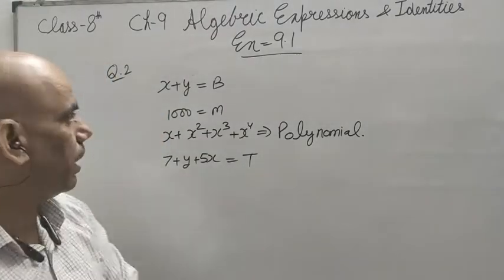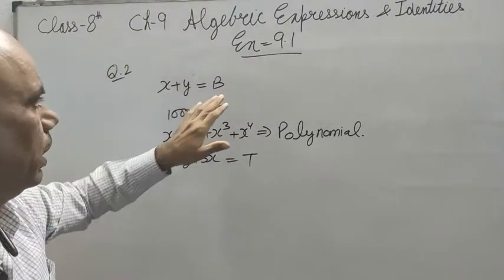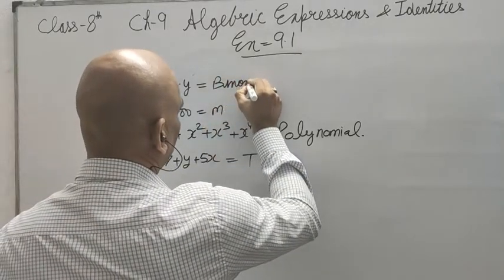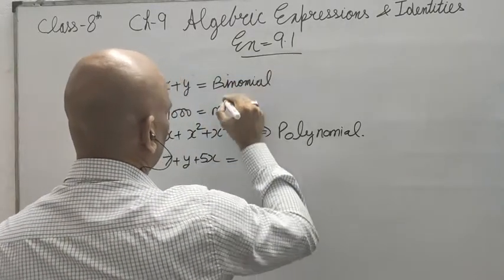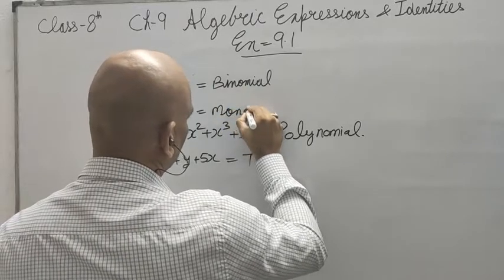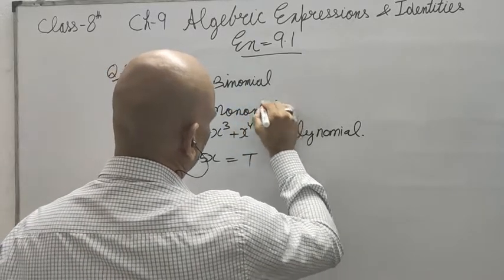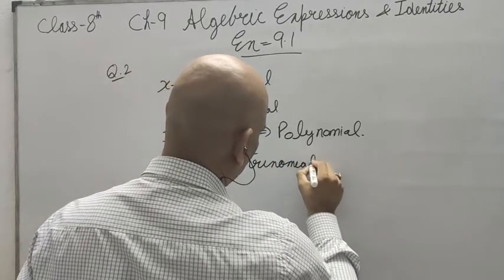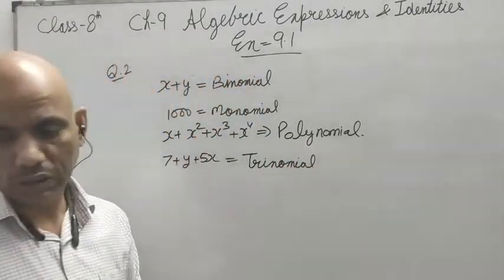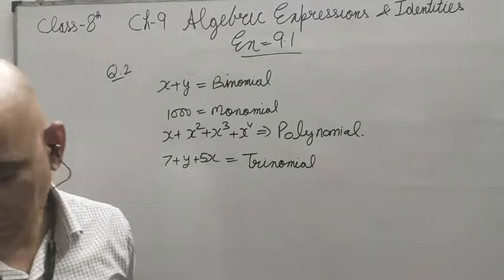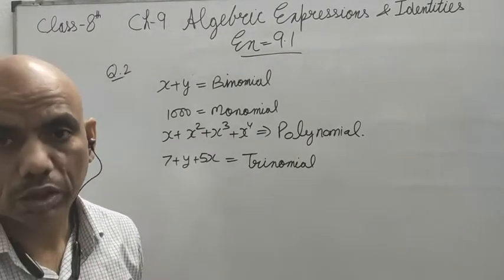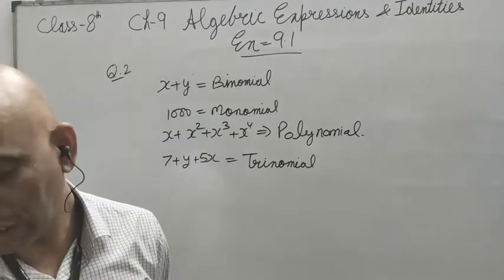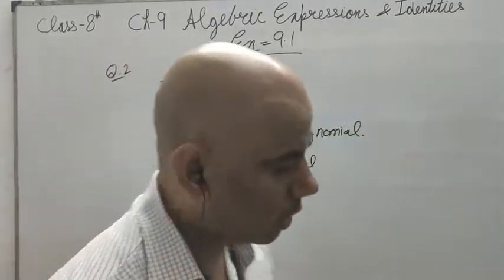So this way you will have to write the expression, and then you will have to write whether it is binomial, monomial, polynomial or trinomial. This you will have to write about all these expressions. Whatsoever expressions are given, you will simply have to classify them as monomial, binomial or trinomial.